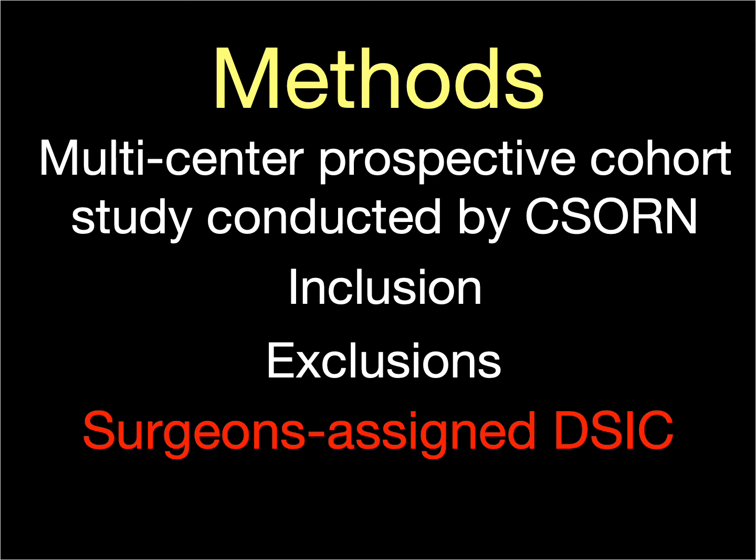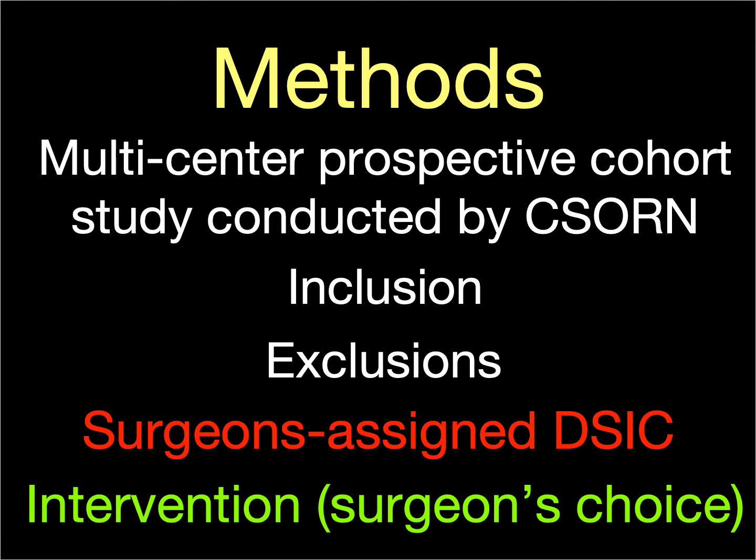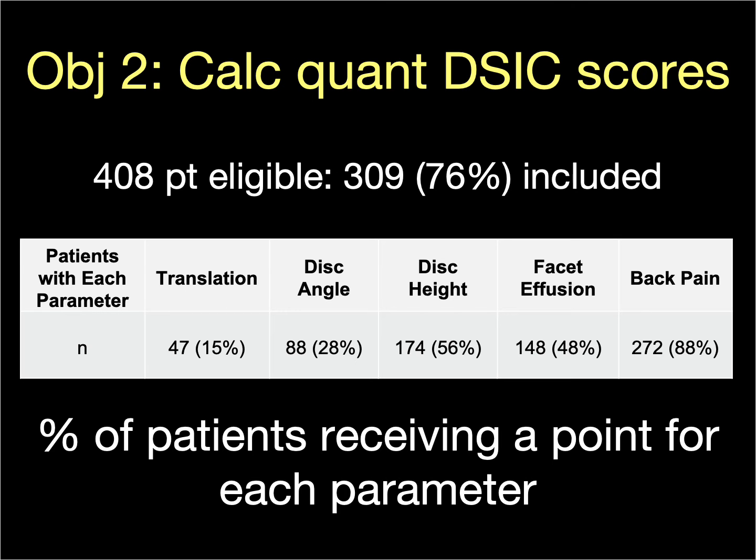Surgeons assigned a DSIC type qualitatively for all of the patients in the study, and were able to actually offer whatever surgery they pleased. So, for example, they could say a patient was type 1 or was stable, but they could offer the most maximally invasive procedure if they wished. 400 patients were eligible and 76% were included, and here you can see the breakdown of the different points that were assigned for each of the different parameters for the patients in our study.